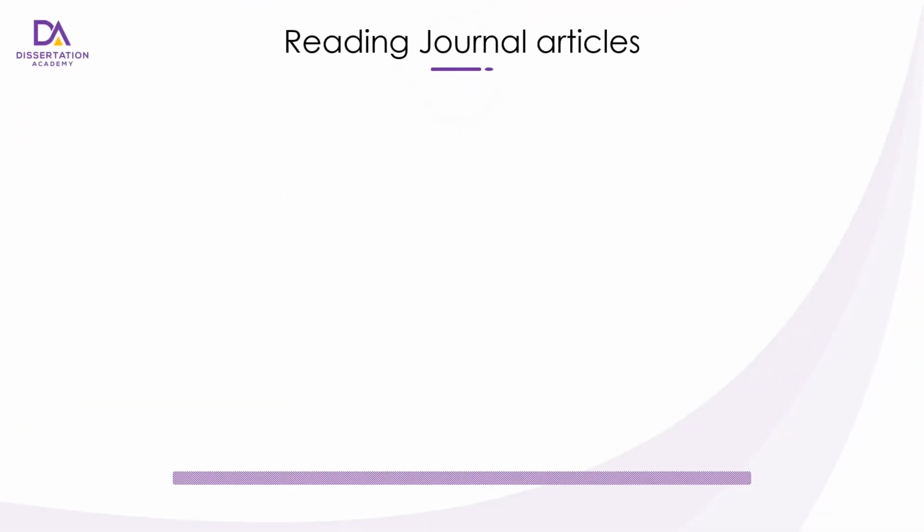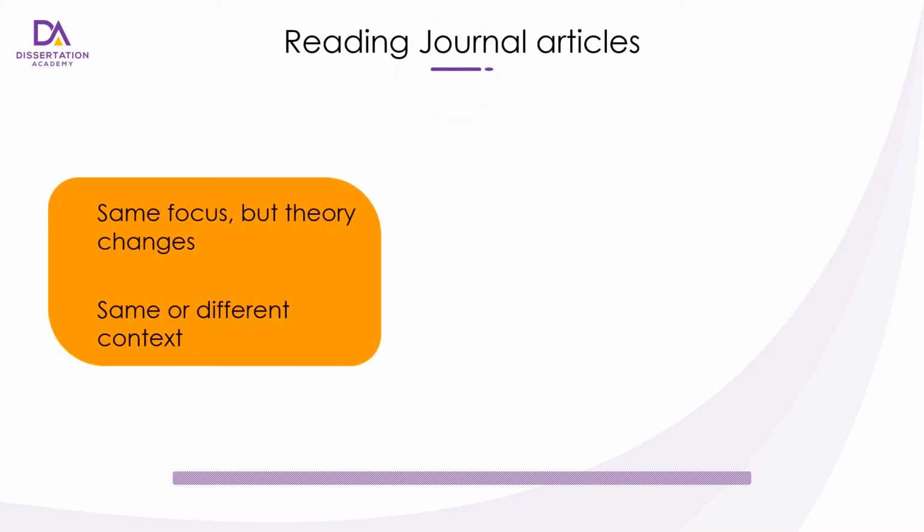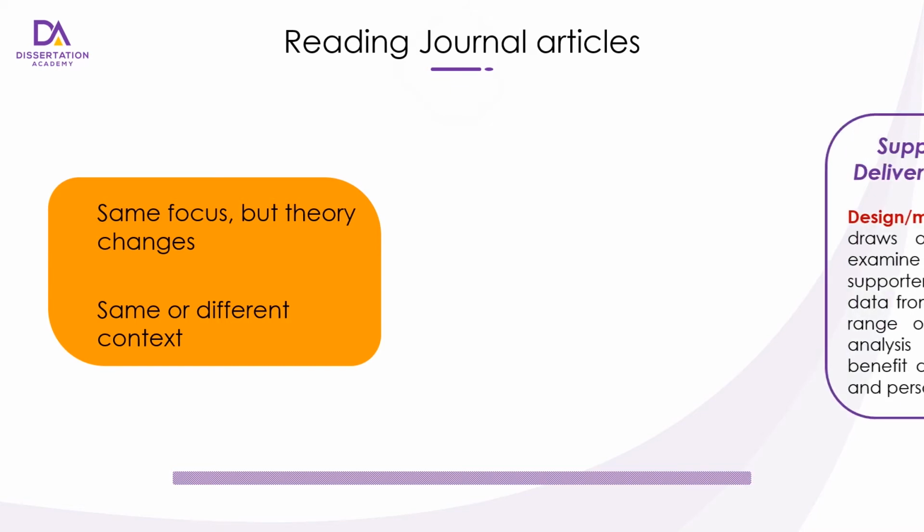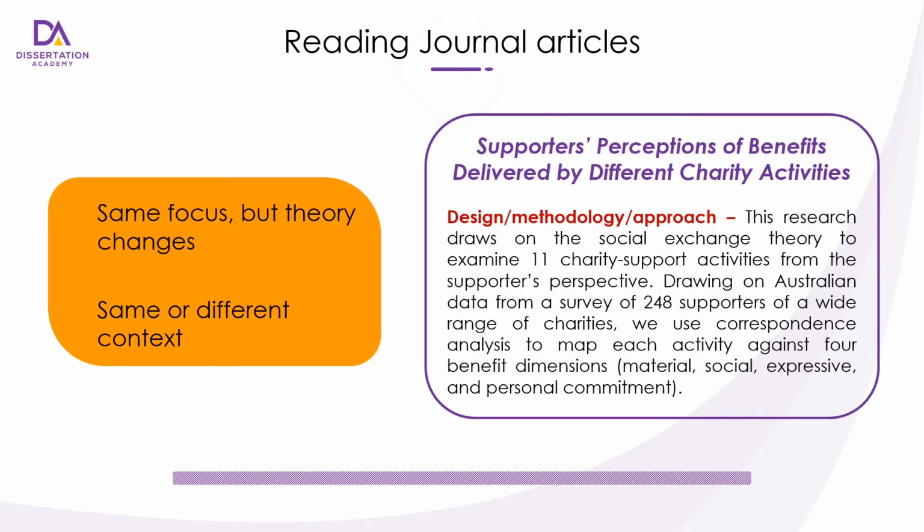A second strategy that you can adopt from reading journal articles involves broadly focusing on the same issues, but embracing some theory changes. Let's go back to the abstract on the benefits of charity activities. If we look at it, we also see that the study analyzed each activity against 4 benefit dimensions: material, social, expressive, and personal commitment. An alternative approach would be to do fairly the same study, but try to research it along a different set of benefit dimensions.